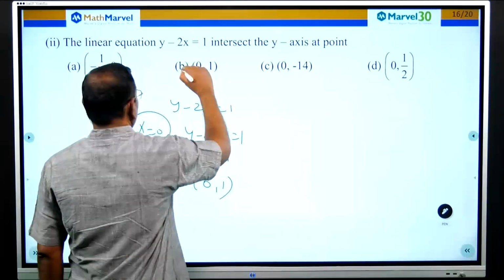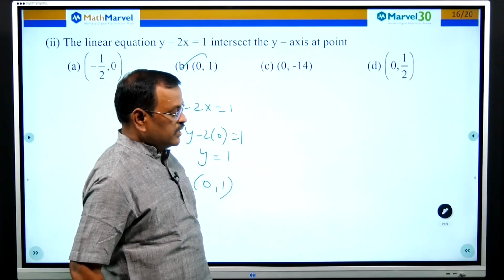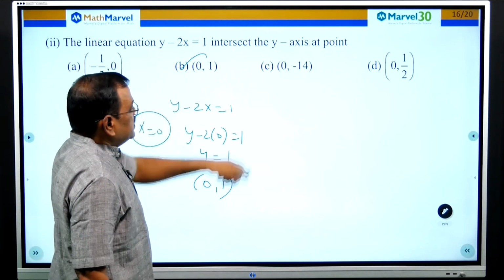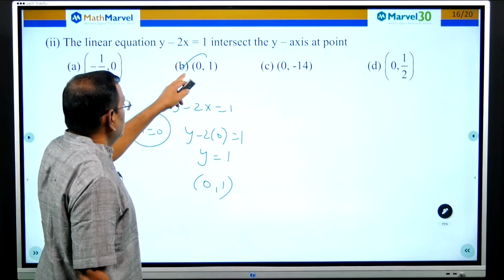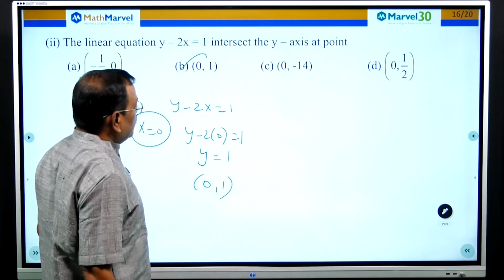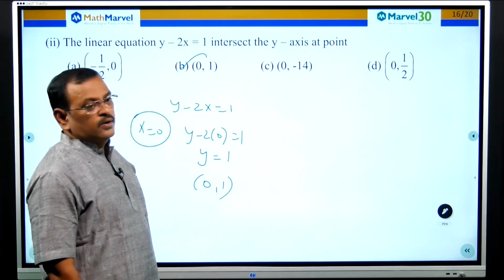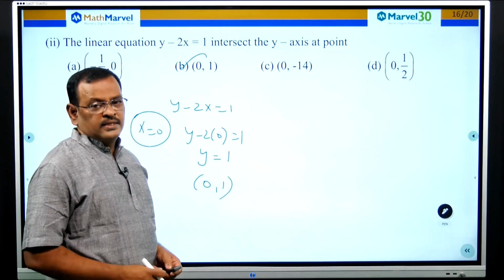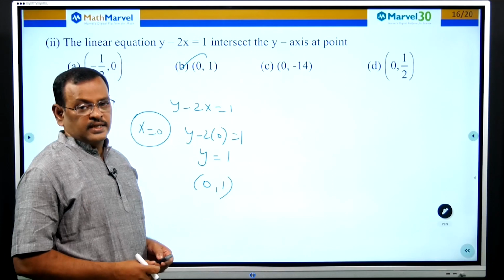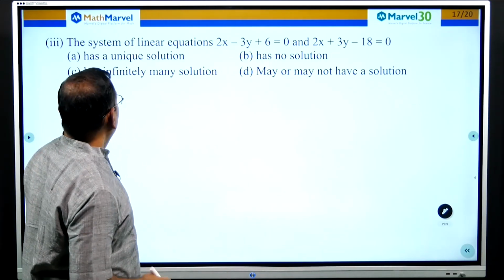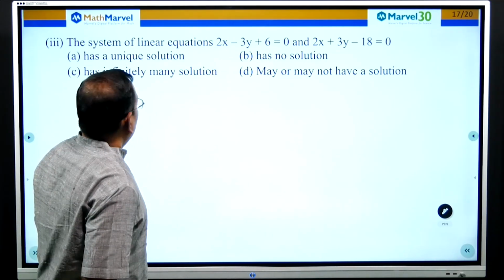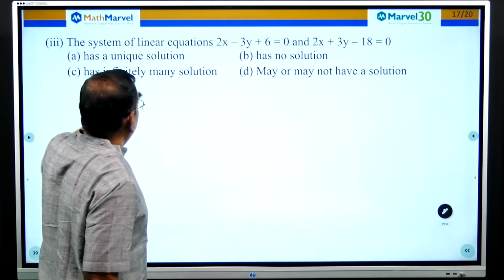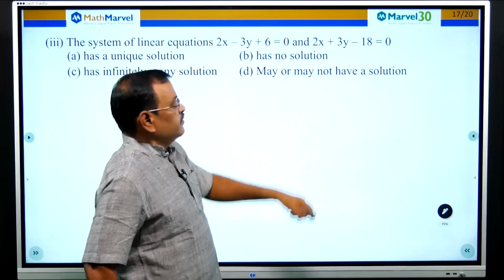Option B. This is the point where the line y minus 2x equal to 1 intersects the y axis, at the point (0, 1). So to find the intersecting point on the y axis, put x equal to 0. Similarly, for the intersecting point on the x axis, put y equal to 0. This is the second subdivision. And third: the system of linear equations has a unique solution, has no solution, has infinitely many solutions, or may or may not have a solution.